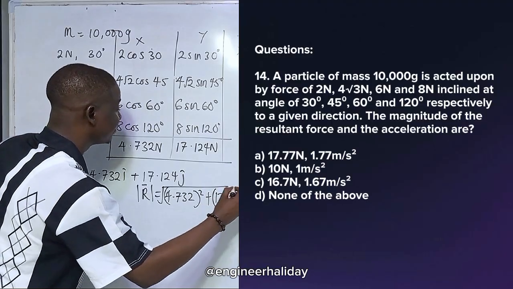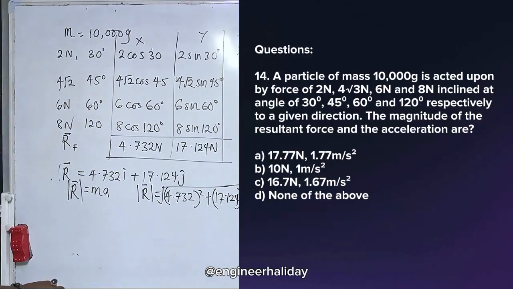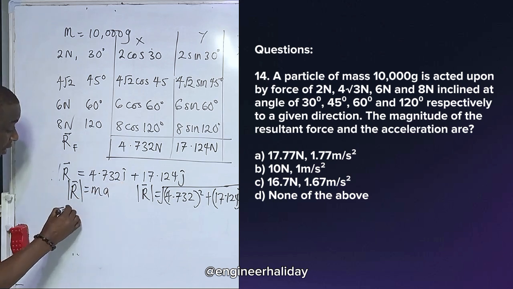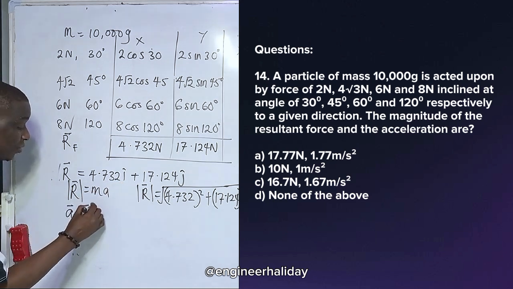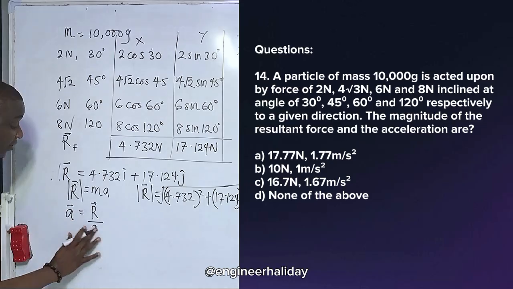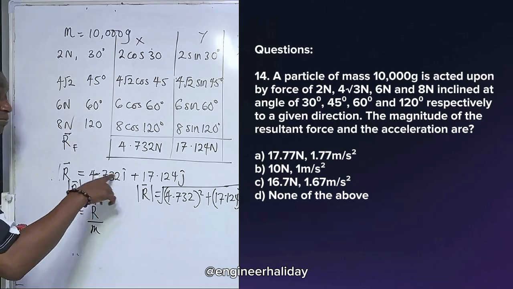17.124, all square. Yes. We can find acceleration in terms of vector. If you want to find acceleration, the acceleration equals what? The resultant force in vector over mass. Please take note of that. You just divide everything by mass.